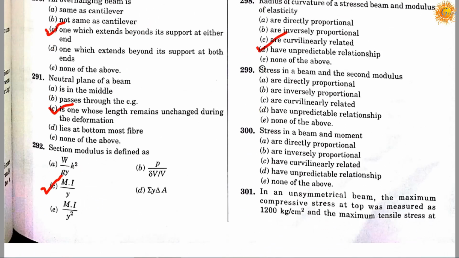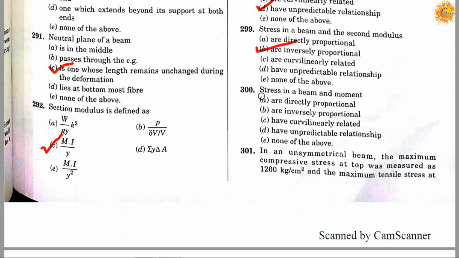Question number 299. Stress in a beam and the section modulus: option A, are directly proportional; option B, are inversely proportional; option C, are curvy linearly related; option D, have an unpredictable relationship; option E, none of the above. Correct answer is B, are inversely proportional.